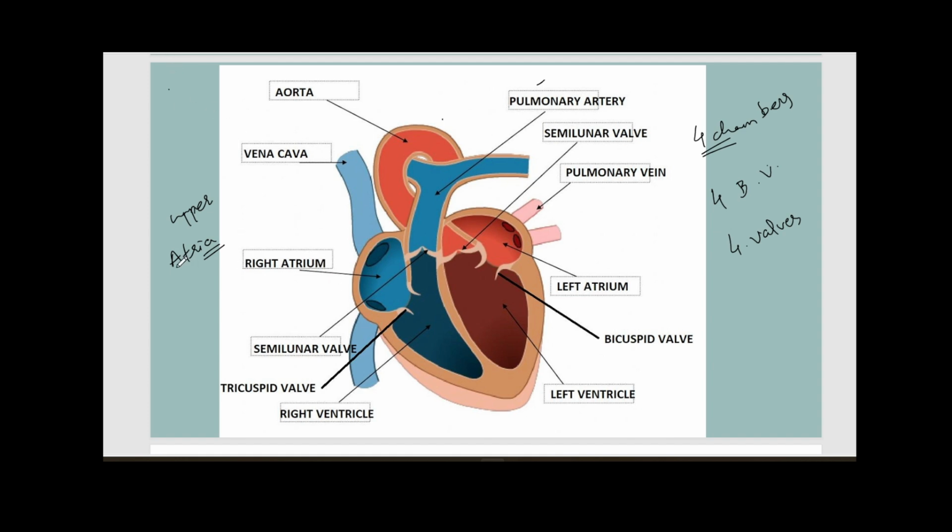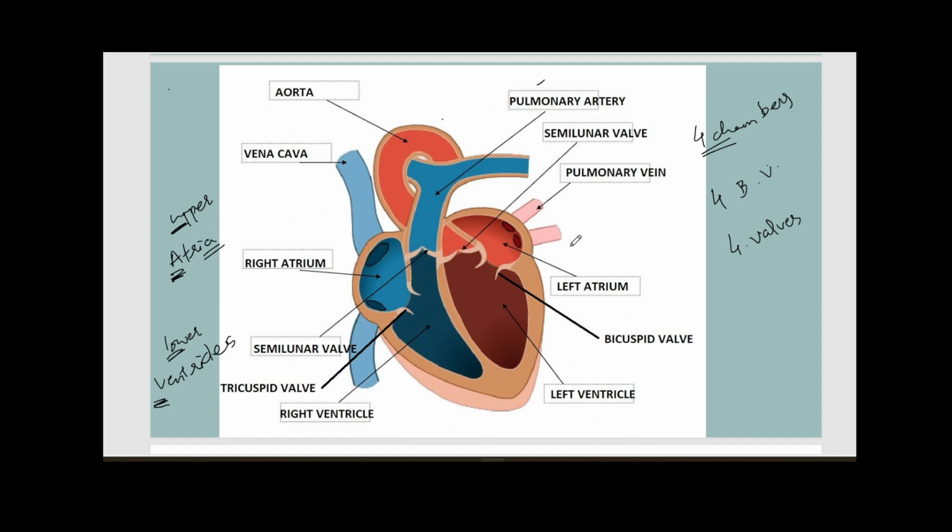So the upper chambers are atria and the lower chambers are ventricles. How will you remember this? Remember, in the English alphabet, letter A comes before letter V. So atria are the upper chambers, ventricles are the lower chambers. Okay, this is another tip.